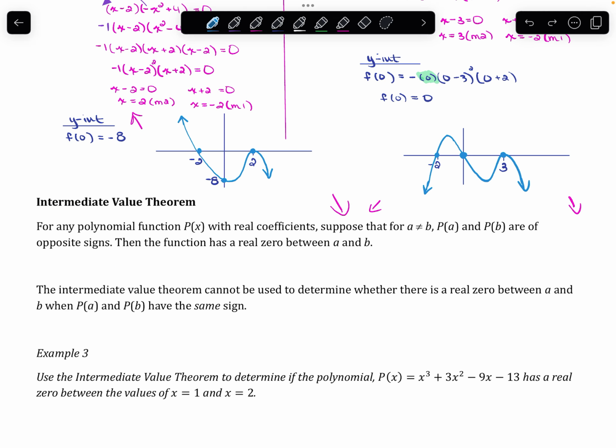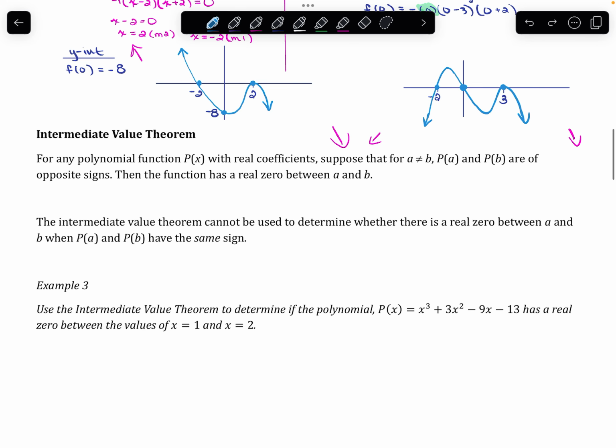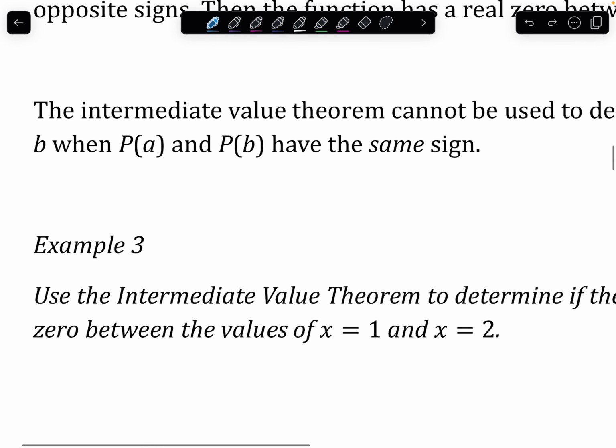All right, last thing, I believe, yes, because the rest are you tries. Use the intermediate value theorem to determine if the polynomial p of x has a real zero between the x values of 1 and 2. So the intermediate value theorem, I call this the IVT for short. The IVT is the YVT. It's all about y values.